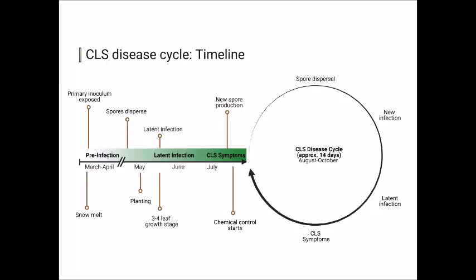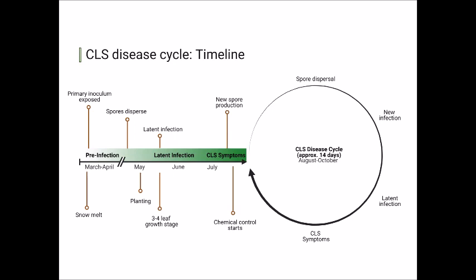Now, what you see in here is my conceptual understanding of the CLS disease cycle, broken up into pre-infection, which would be when the primary inoculum is exposed: snow gets off the field, dirt starts kicking around, those spores start getting in the air. Those spores will disperse, and then at some point we get latent infection.